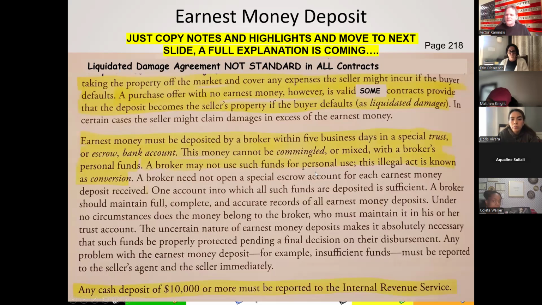Earnest money deposits need to be deposited in the escrow account within 5 business days. That money cannot be commingled with the broker's money. And the broker certainly cannot take that money out and spend it on their own personal use. That's known as conversion. At any time that somebody gives us $10,000 in cash or more, we need to report that to the IRS. Are you going to be taking cash deposits, large cash deposits like that from people?